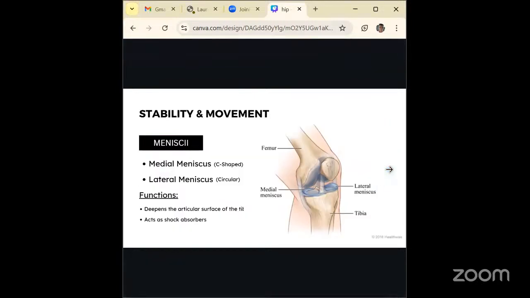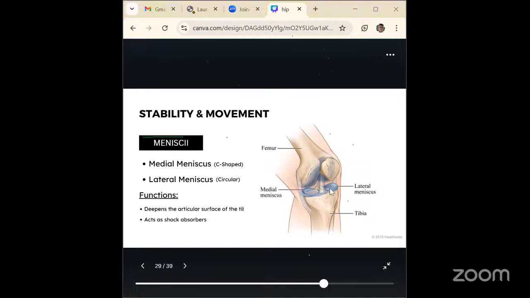Okay, so then we look at the meniscus, if you're talking about one, or menisci, if you're talking about more than one. The menisci are just fibrocartilaginous rings. Look at how they are seated here. There is one that is C-shaped, the medial meniscus. Are you seeing it? And then you can see the one that is circular shaped, which is the lateral meniscus.